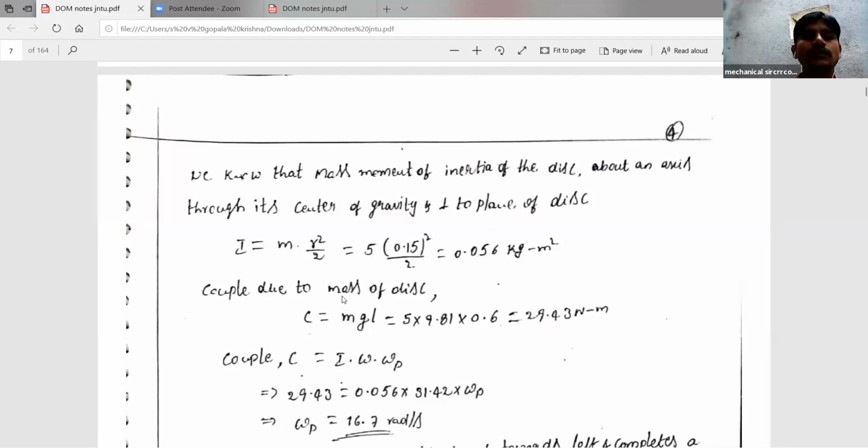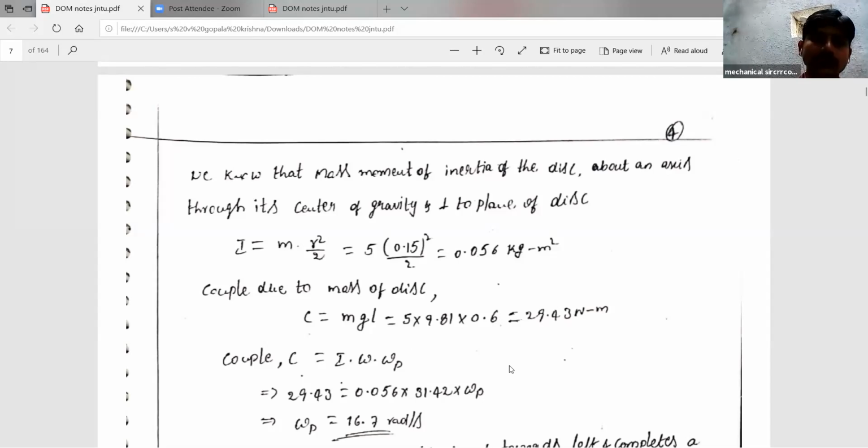So how to calculate the couple? Here, couple due to the mass of the disk, C equals, a simple formula, mgl. So m is already there, g is the constant, and the length of the arm is already there, that is 0.6. When we make the calculation, we get the couple due to the disk, that is 29.43 Newton meters.